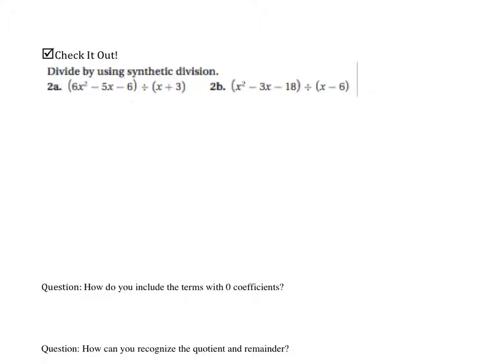So try these. Show your A. It says it's x minus, so your A is negative 3. X squared, x, constant. Bring down, multiply, add, multiply, add.